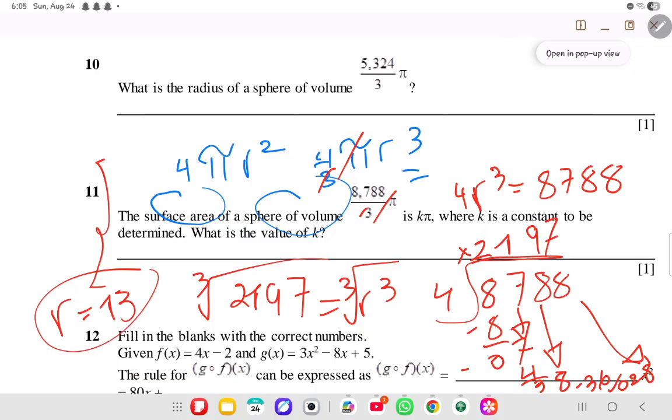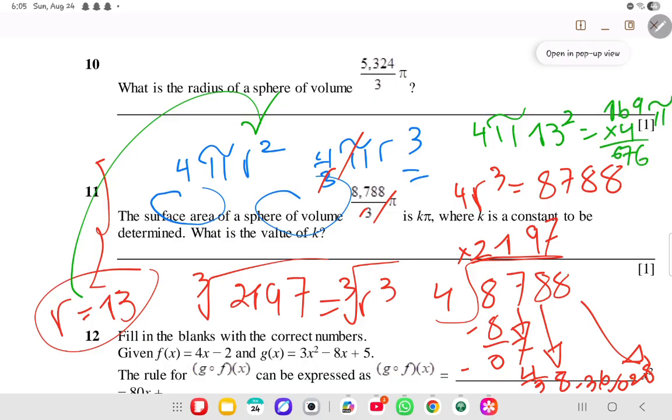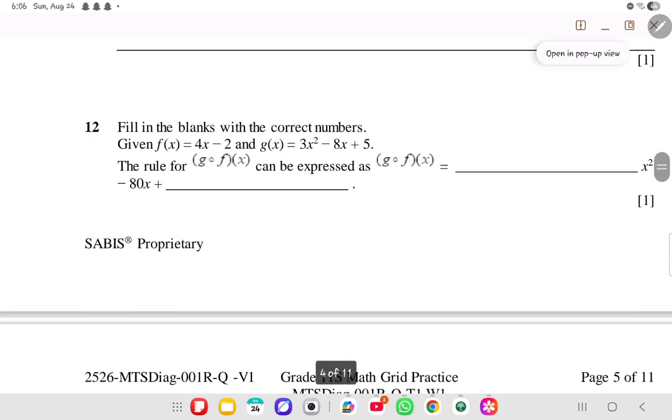Since we have the radius, we'll substitute it over here and we'll get our answer. So 4 pi 13 squared. 13 squared is, my bad, wait, 169, right? So it's going to be 4 times 169 pi, so it's going to be 676. So the surface area of the sphere is 676 pi. They told us it's k pi and they only want the value of k, so the value of k is 676. We'll move on to question number 12.